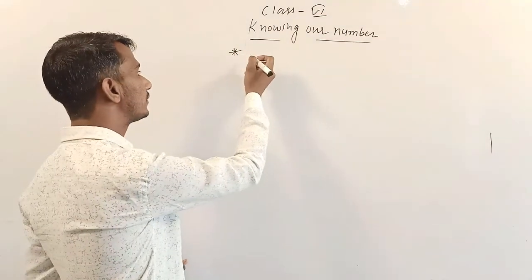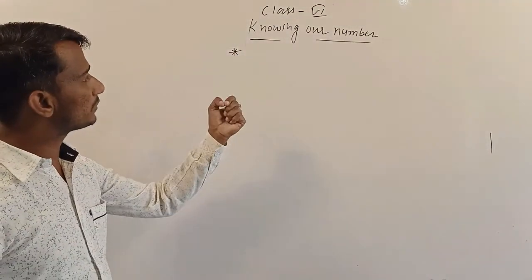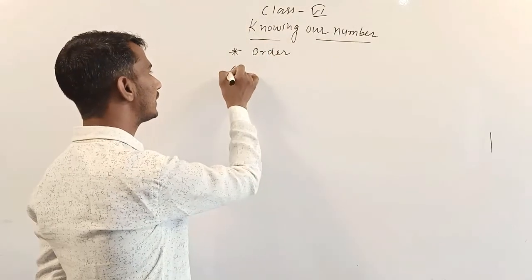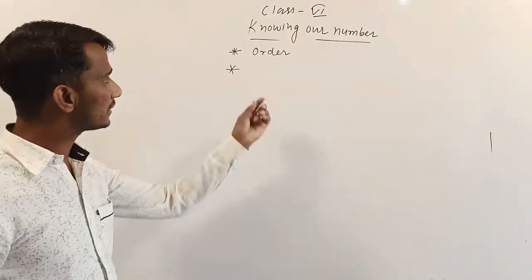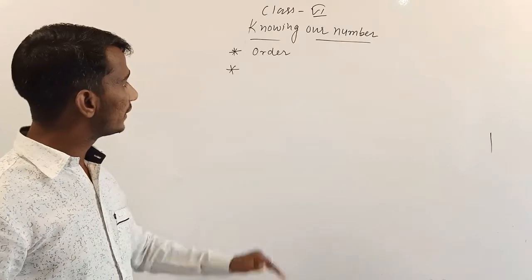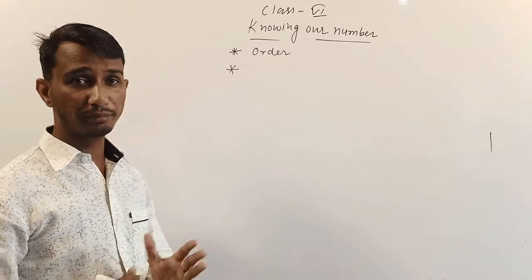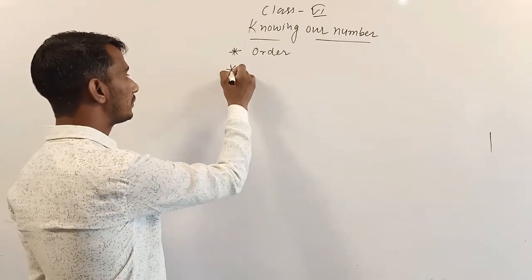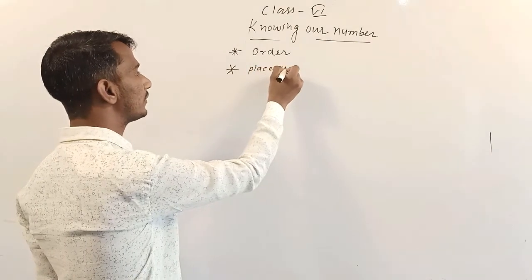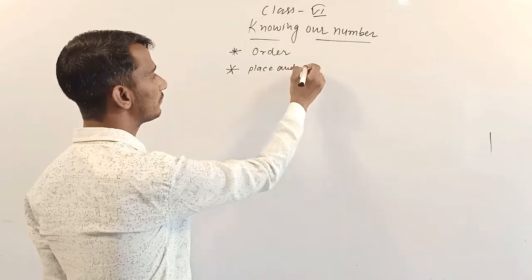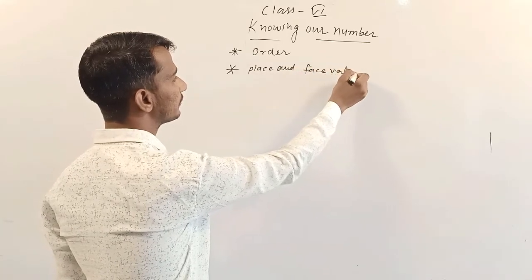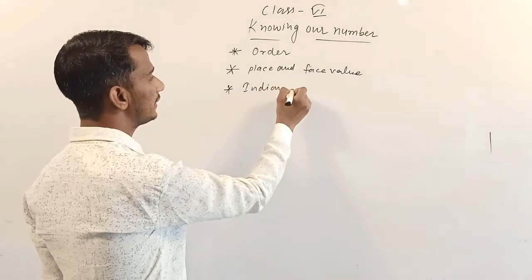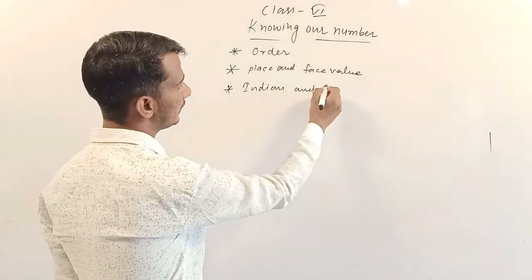After that, you have studied about the numbers, their order, ascending order and descending order, and also the comparison, how to compare the numbers, greater than and smaller than, and place value and face value, Indian system and international system.